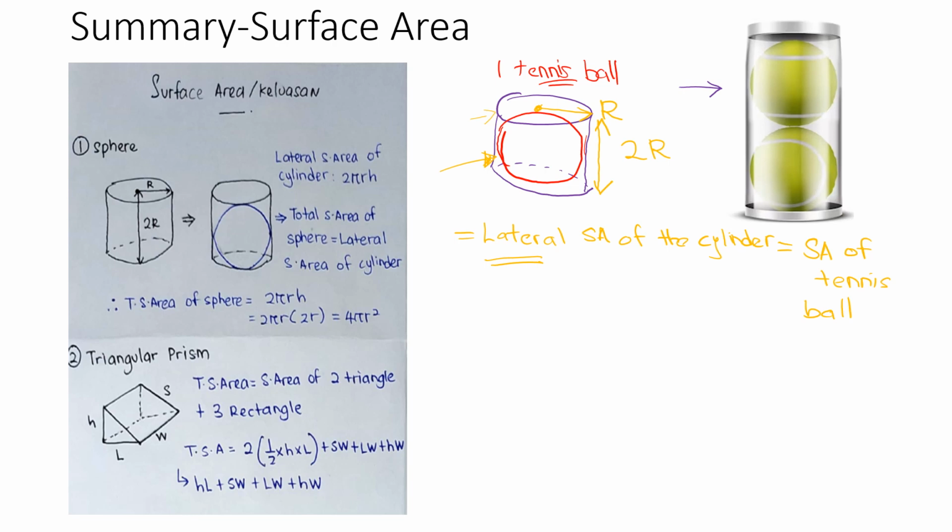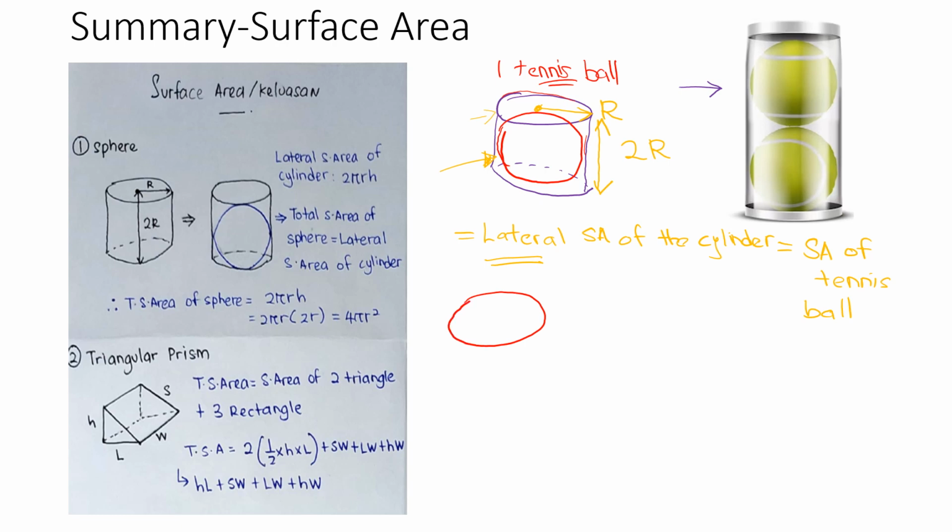Alright, so how to find the lateral surface area of the cylinder? Very easy. You need to take the length of the circle on top over here and then times with the height of the cylinder. Length of the circle. The circle is like this.